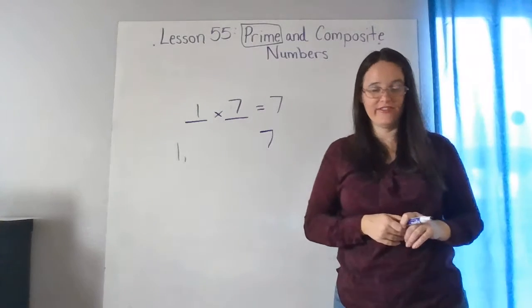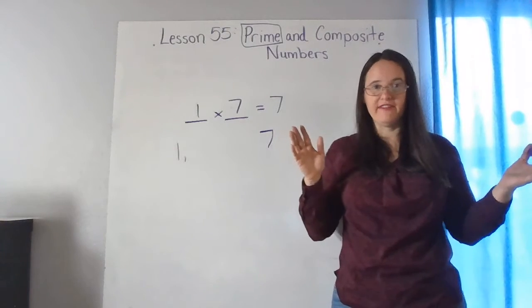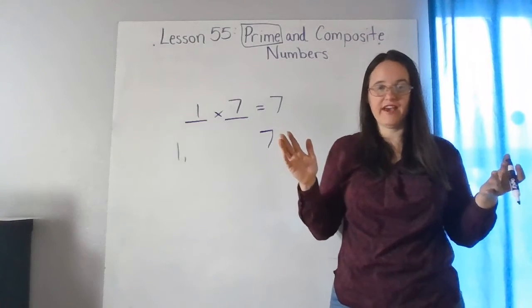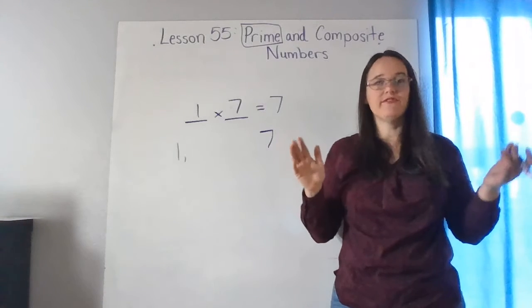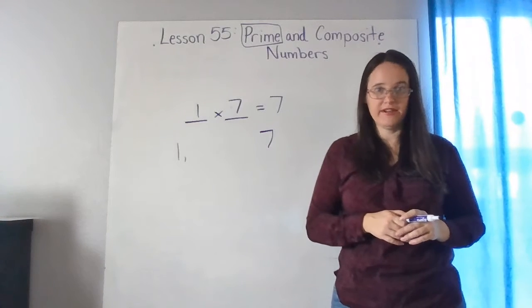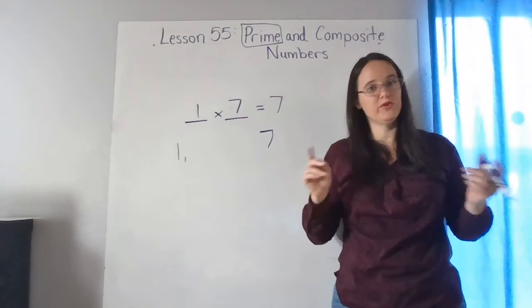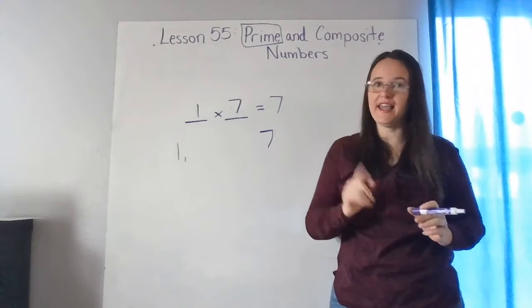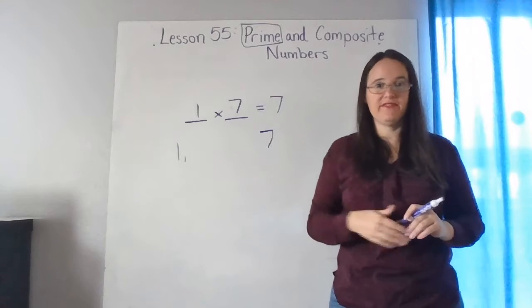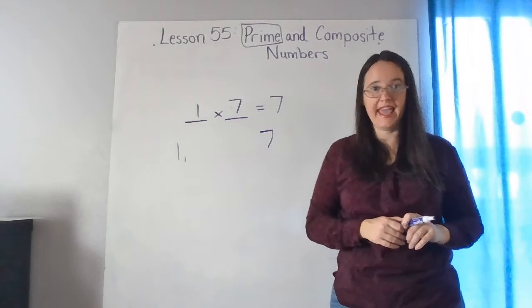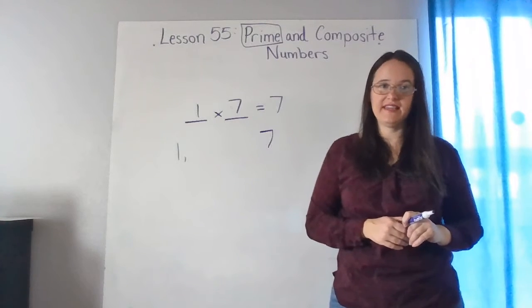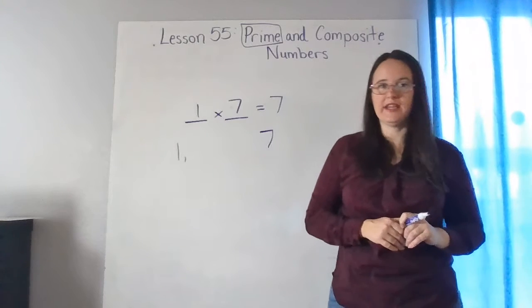What about 5? 1 times 5. Can we multiply anything else to get 5? No. So 5 is a prime number. 6? 1 times 6, or 2 times 3. 6 is not a prime number. 7, we've already said, is a prime number. 8. 1 times 8, or 2 times 4.